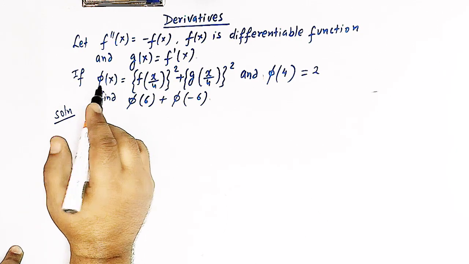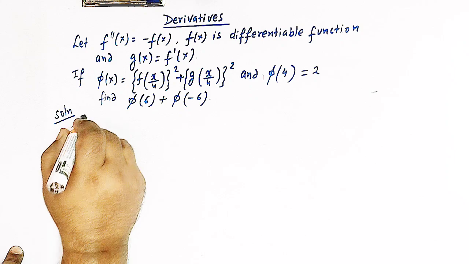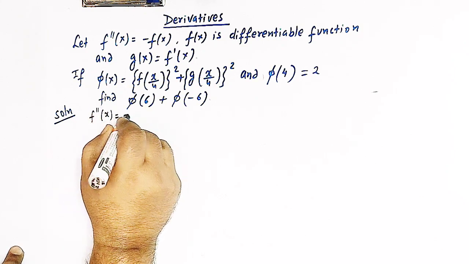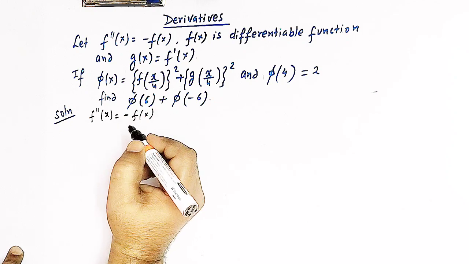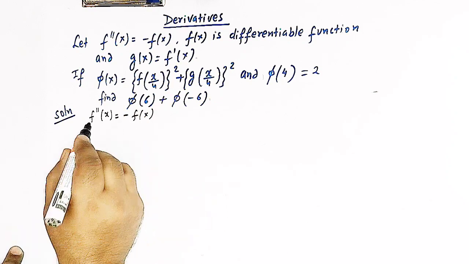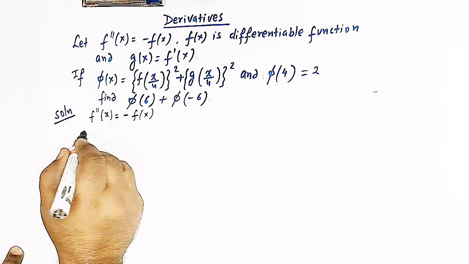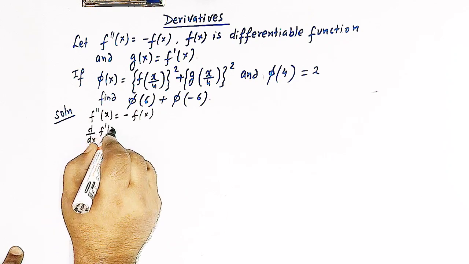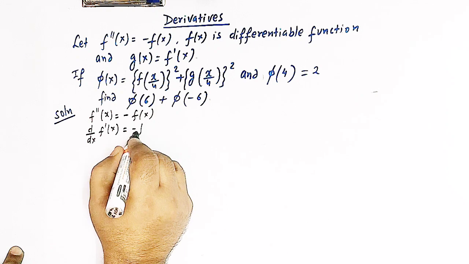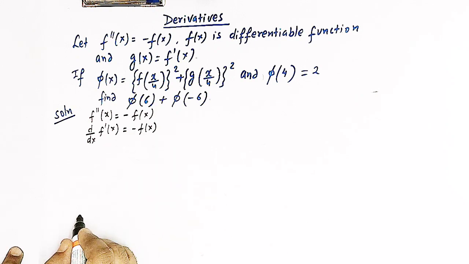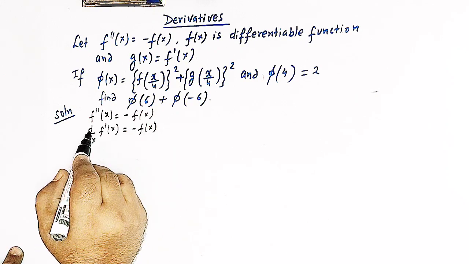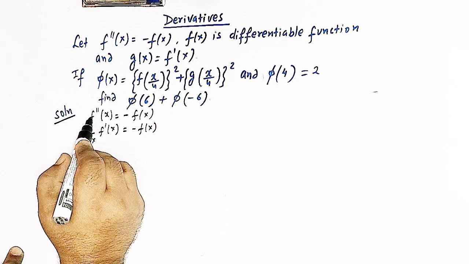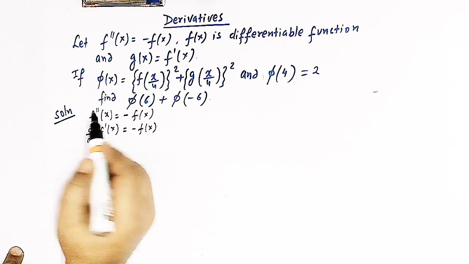So here we'll start with this expression. We are given f double prime of x is equal to minus f of x, right? So it implies that f double prime of x can be written as d by dx of f prime of x, right? So this is equal to minus f of x, because the derivative, that is d by dx of f prime of x, is again equal to f double prime of x, right?